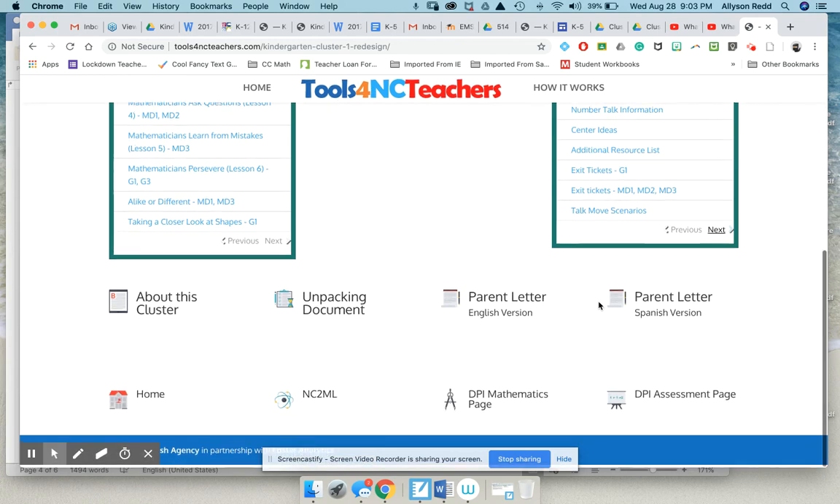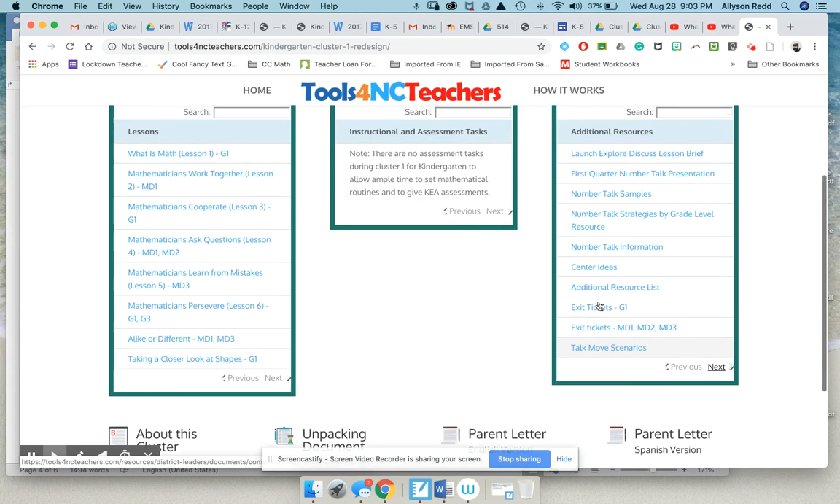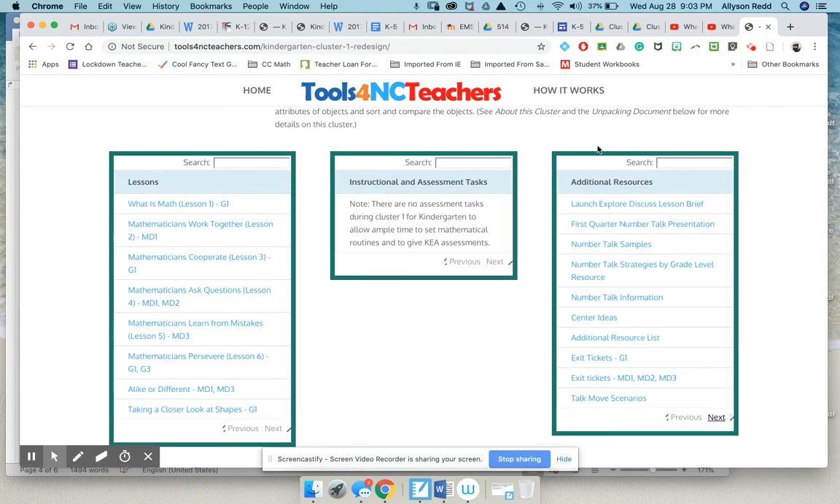So I hope this was helpful in kind of getting you some places to start and understanding a little bit more about what these standards in this cluster are asking us to do.